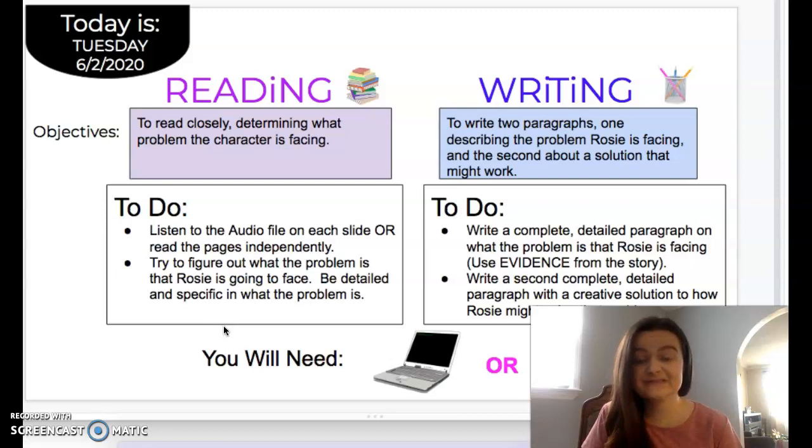First things first, we need to get to reading. So get some creative ideas as you're listening today.